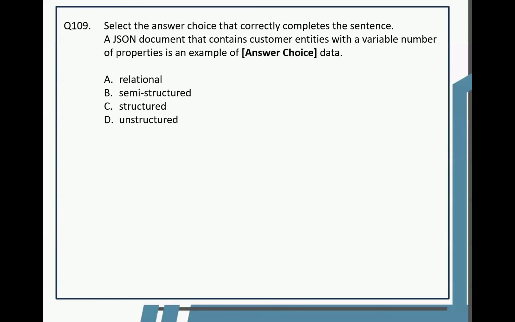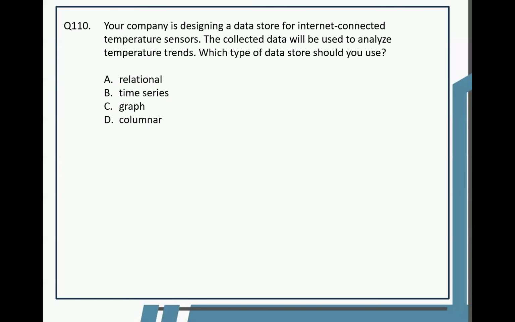A JSON document that contains customer entities with a variable number of properties is an example of which type of data? Your options are relational, semi-structured, structured, unstructured. Now, folks, whenever you see the question is referring to a JSON document, then you should already know it is semi-structured data that is being talked about. Relational refers to structured data stored in tables with fixed schemas, and unstructured data has no predefined format, examples being images, videos, free text. All right.